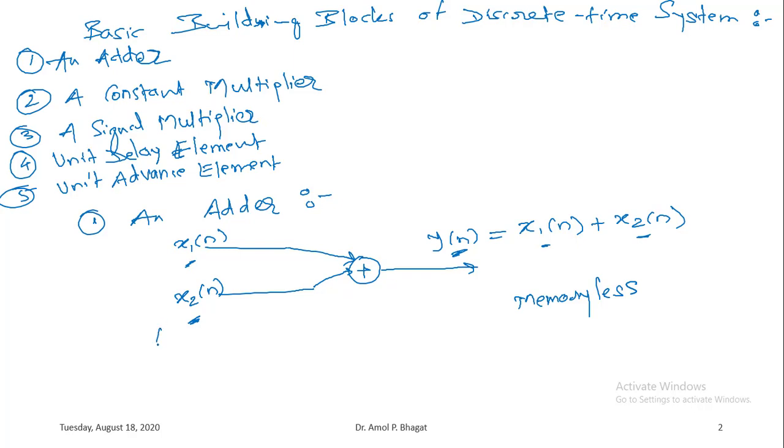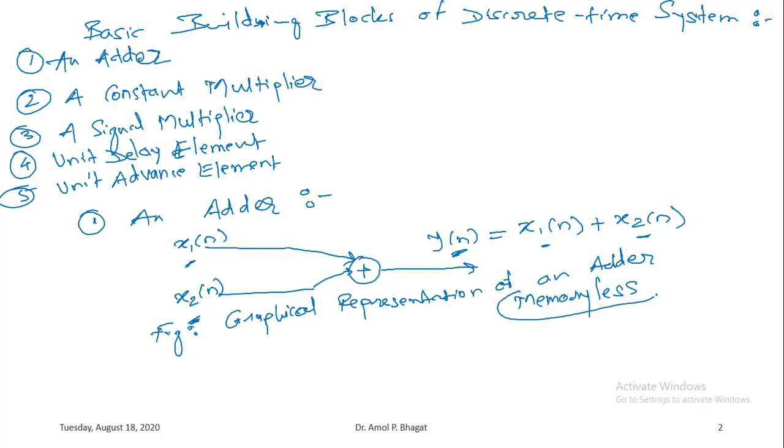This diagram figure can be called the graphical representation of an adder. And this addition operation is memoryless. It doesn't depend on the previous, or you can call them past and future, input samples. So that is the first building block, which is called an adder.